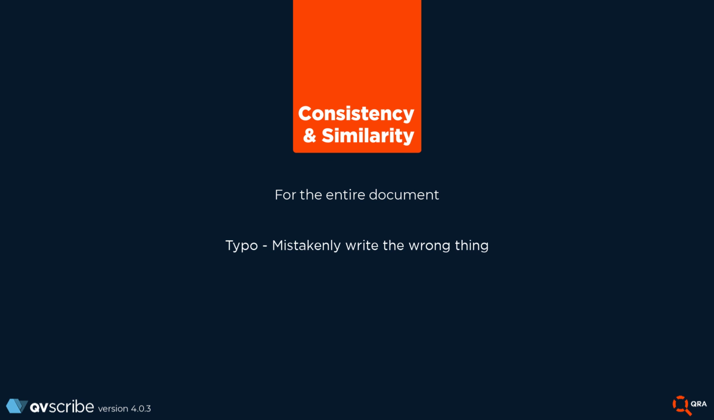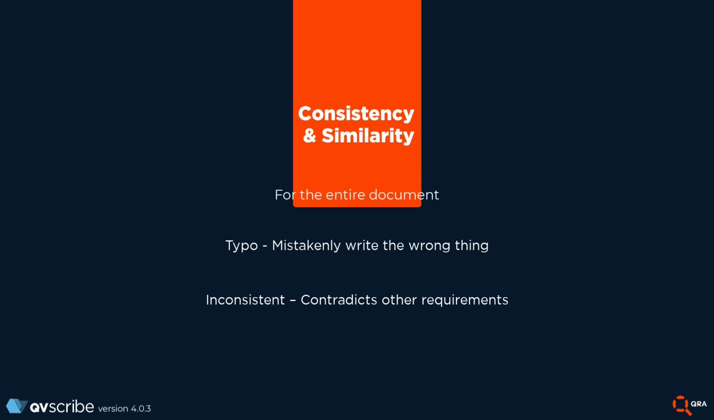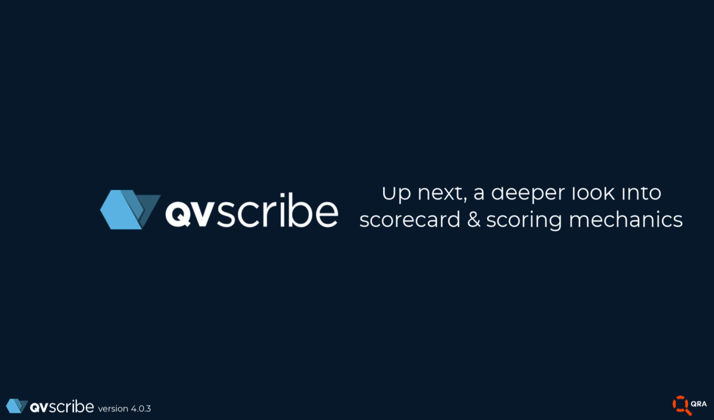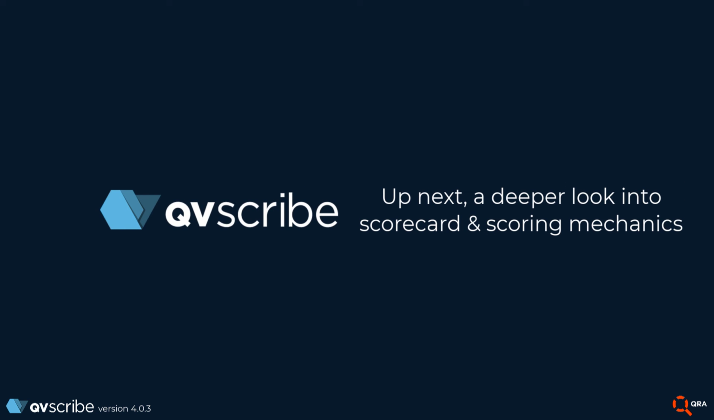When looking at unit and term consistency analysis along with similarity analysis, it's designed to parse the entire document, looking for incorrect unit structures, misused terms, and requirements that may be duplicated. Okay, that concludes this portion of getting to know QVscribe. Join me in the next video where I take a deeper look into the scorecard and scoring mechanics of QVscribe.